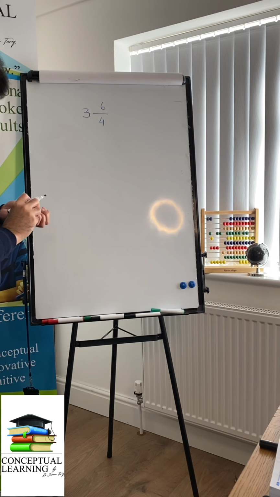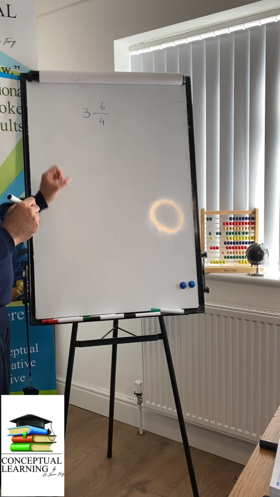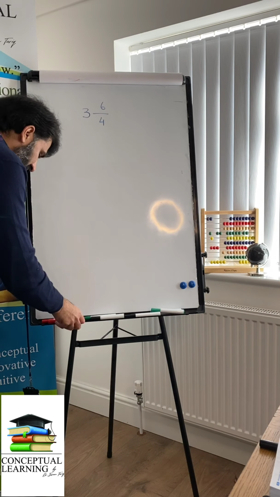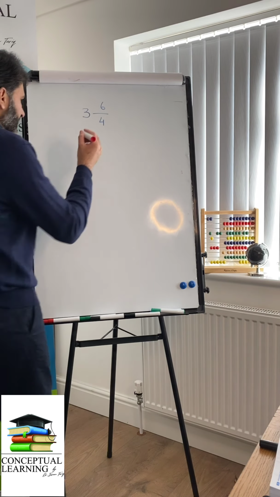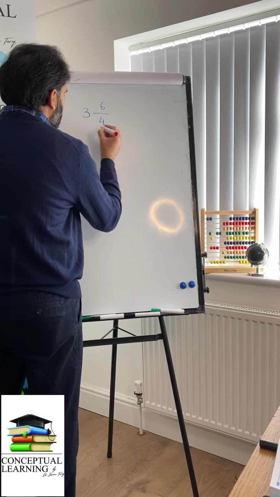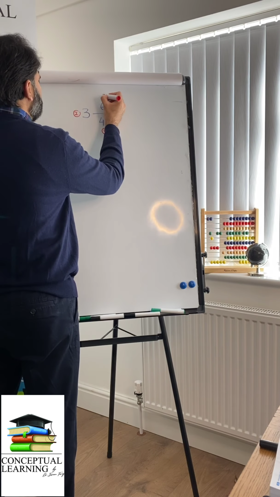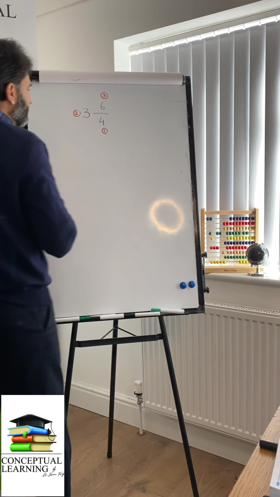I number these. 3 is a whole, 6 is a remainder, and 4 is a division. So I just number these: this one is number 1, this is number 2, and this is number 3.